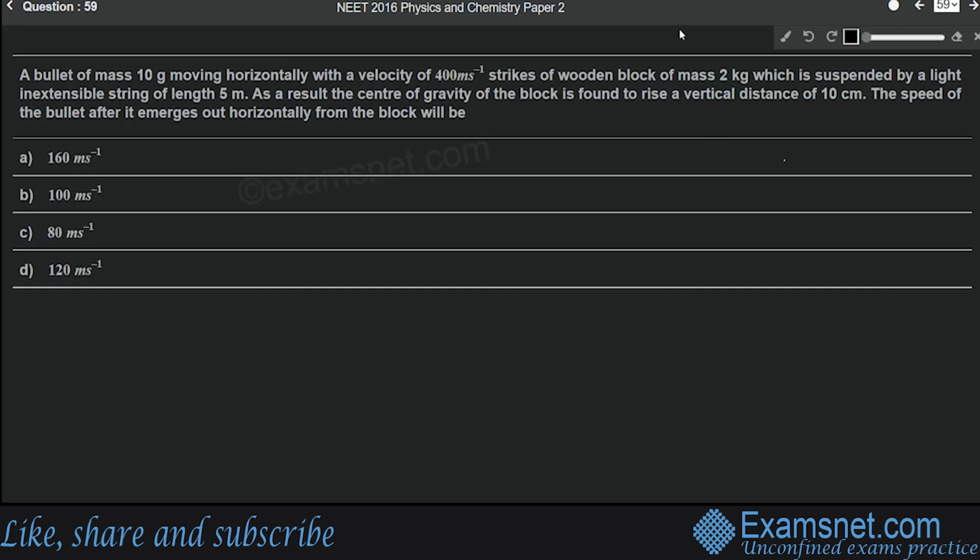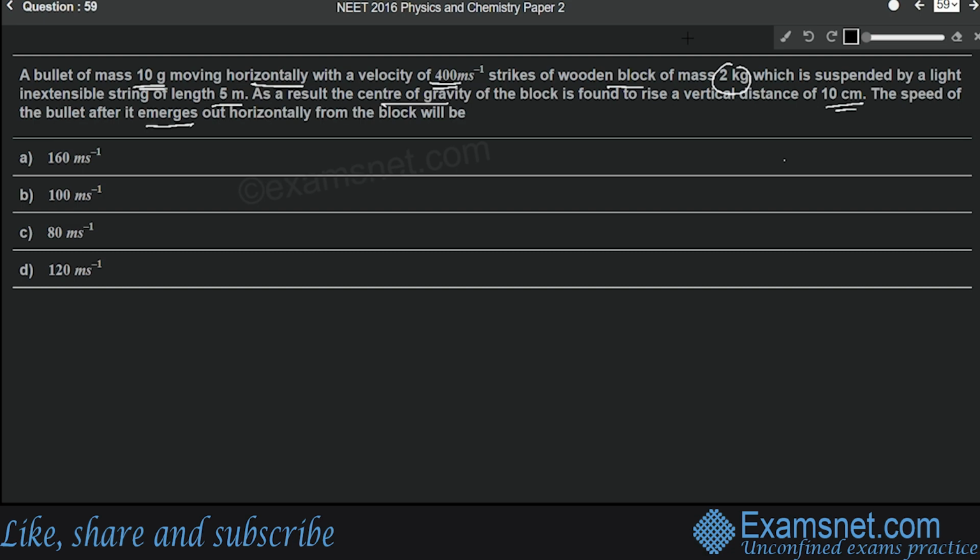Question number 59 is from the chapter Work, Energy and Power, and the question is: a bullet of mass 10 gram moving horizontally with a velocity of 400 meter per second strikes a wooden block of mass 2 kg which is suspended by a light inextensible string of length 5 meter. As a result, the center of gravity of the block is found to rise a vertical distance of 10 centimeter. The speed of the bullet after it emerges out horizontally from the block will be.